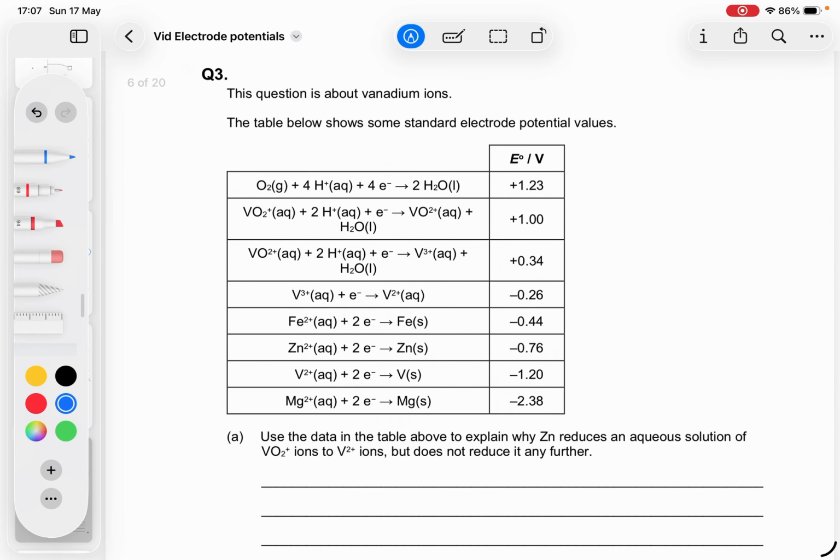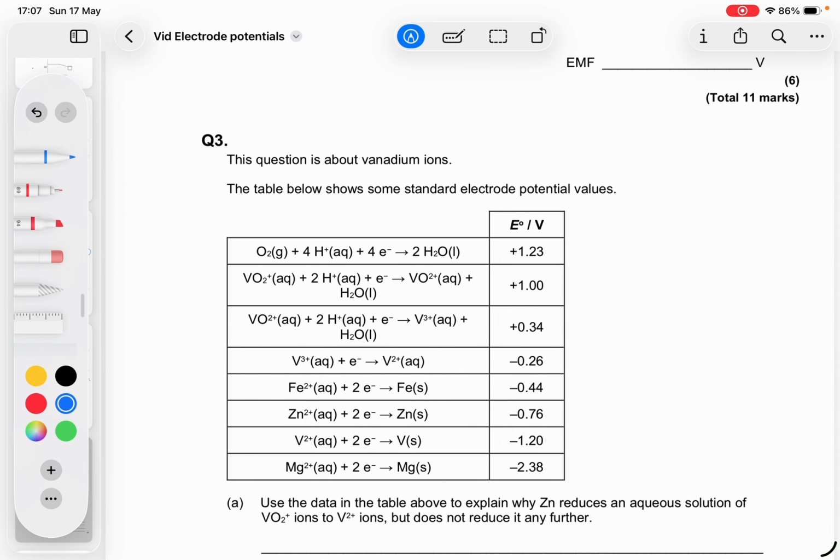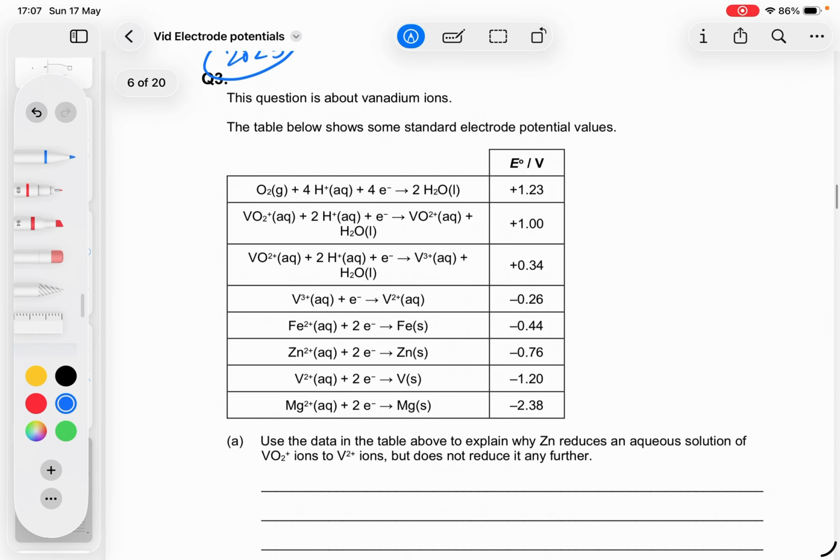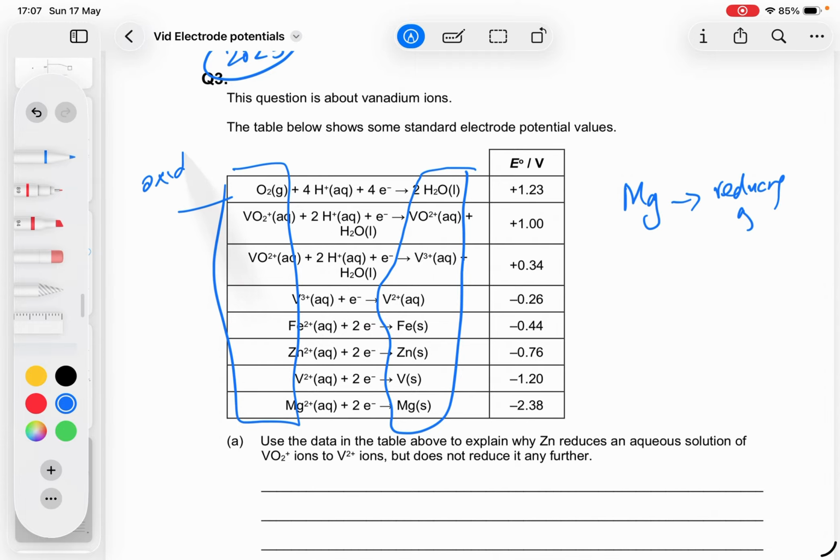Let's look at question 3 as well. Now question 3 is from a different year. I think it's from 2023. Okay. Again, let's look at the data in front of us first. You've got magnesium is a powerful reducing agent because to the right of the arrow are your reducing agents and to the left of your arrow are your oxidizing agents. Oxygen is a powerful oxidizing agent because it's the most positive. Magnesium is a strong reducing agent because it is most negative.